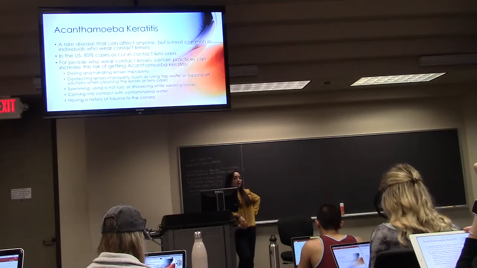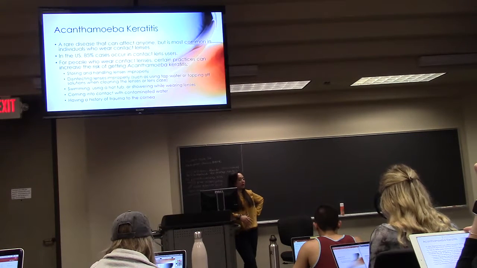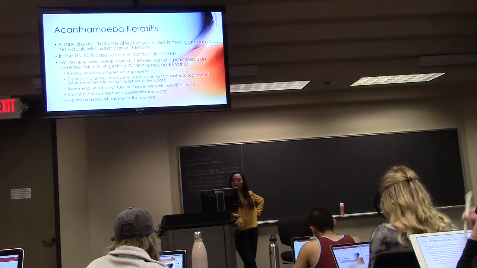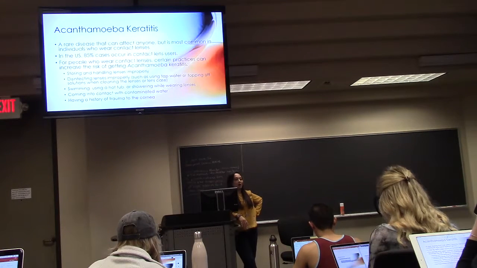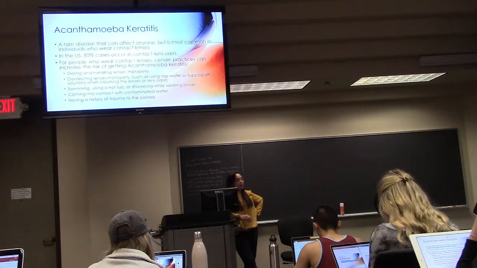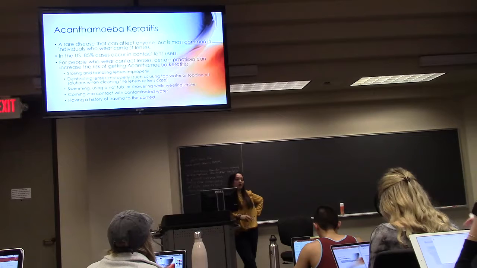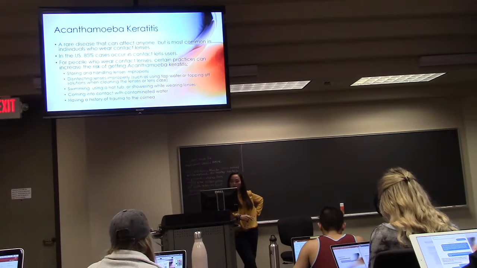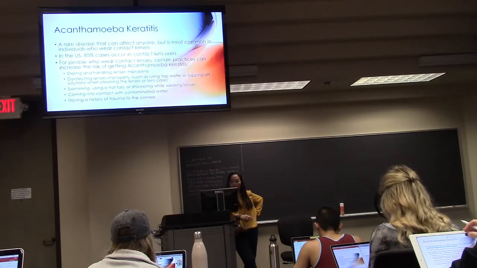So acanthamoeba keratitis is a rare disease. It can affect anyone, but like we said earlier, it's mainly those who wear contact lenses. In the U.S., 85% of the cases occur in contact lens wearers. For those who wear contact lenses, there are things that increase the risk of getting this disease: storing and handling the lenses improperly, disinfecting lenses improperly, like we talked about using tap water, swimming with your contact lenses in, using them in a hot tub, or showering while wearing lenses. What kind of infection do you think you could get if you wear them in a hot tub and you get water in your eye? Or coming into contact with contaminated water, or having a history of trauma to the cornea, because that leaves a little opening for the bacteria to crawl in there.